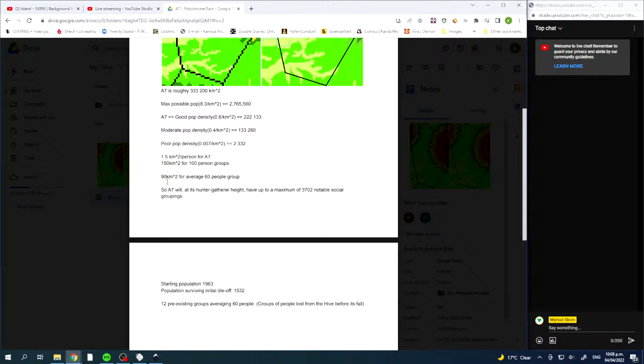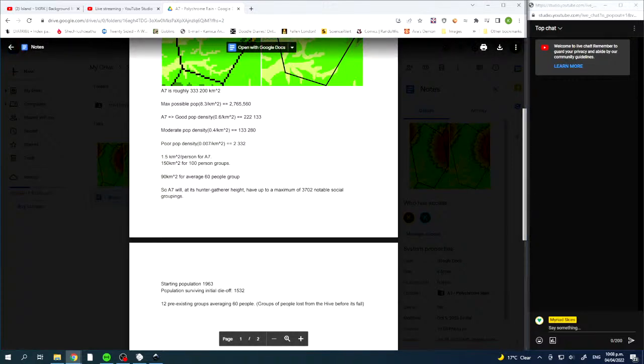Oh wait, here's what I went for. Each person has about 1.5 kilometers. They're obviously going to be a bit clustered. So there are 150 square kilometers for 100-person groups, which is what I've assigned. 100-person groups seem to be a reasonable amount.